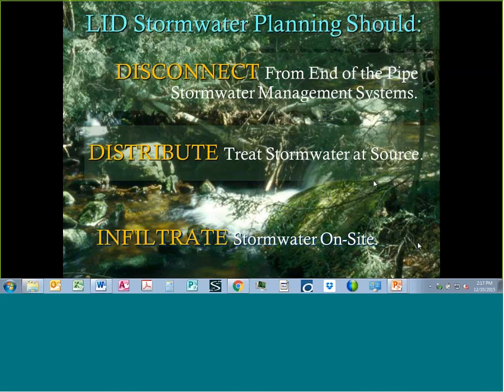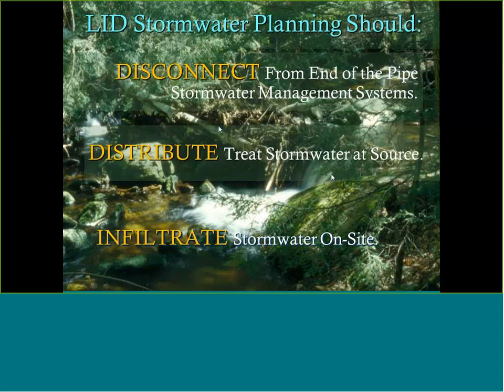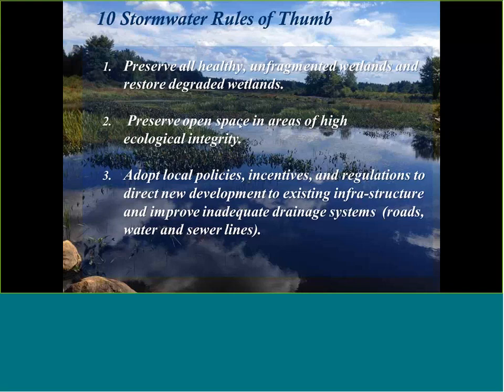Okay. So in all of our outreach, we encourage communities to incorporate low-impact development techniques in their stormwater planning by disconnecting from the end-of-pipe stormwater management systems, distributing and treating stormwater at the source, and infiltrating stormwater on site. We created 10 stormwater rules of thumb for managing stormwater for Massachusetts communities, but they can be applied anywhere.